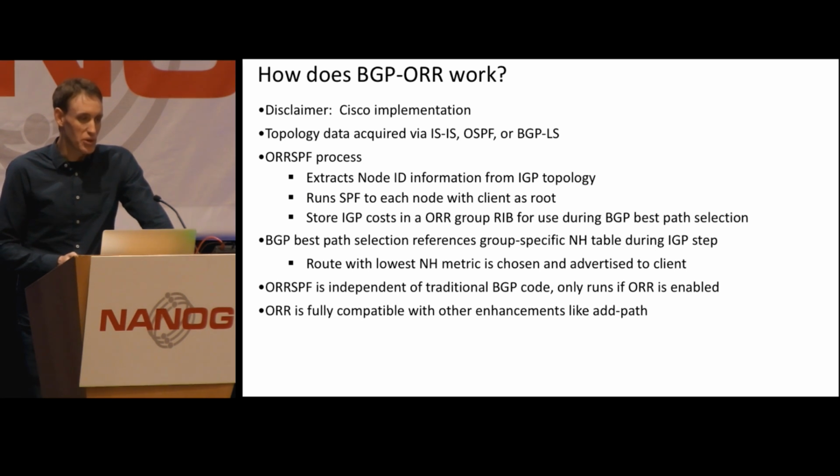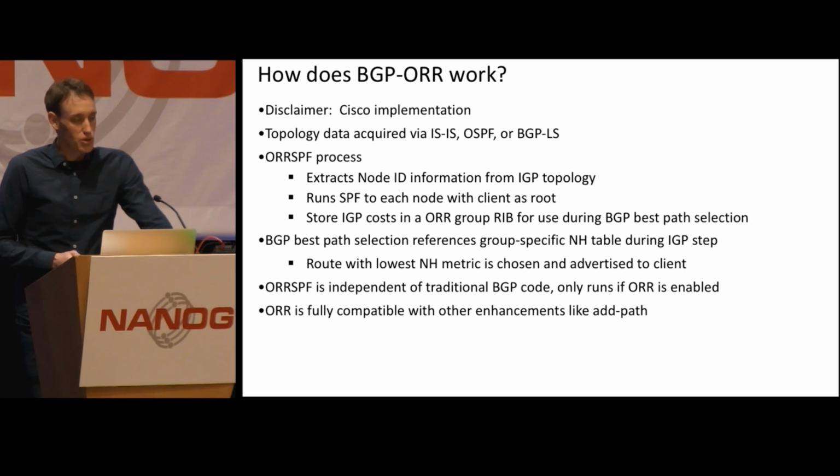So how does BGP-ORR work? I think most people in your heads are thinking this is fairly simple, and it's really not that complicated. The disclaimer is this is what I know about the Cisco implementation of ORR, but I can't imagine other vendors are particularly different. The first step is that the route reflector has to have the IGP topology so it can run its own computations with the client as the root, or a seed node as the root. So it has to have the entire network topology on that route reflector. That's really the first process, topology acquisition.